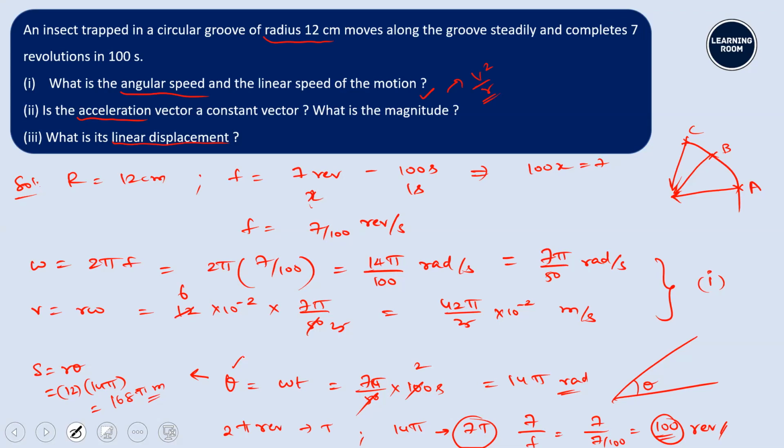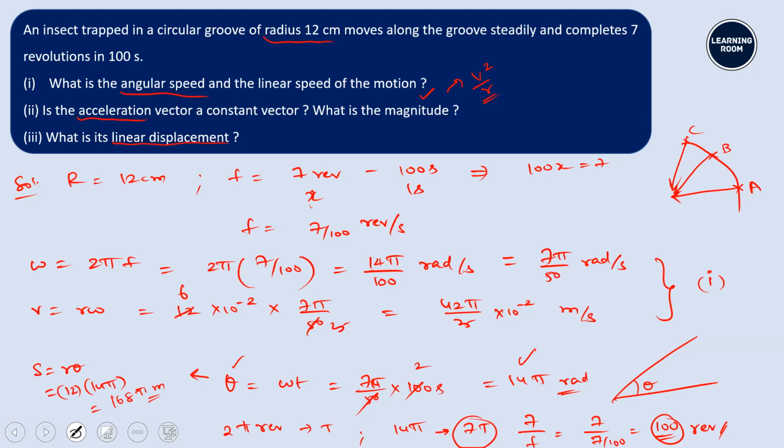Each revolution constitutes 2 pi radians. So after 7 revolutions, the angular displacement will be 7 into 2 pi, which is 14 pi. Mostly these kinds of problems we do in a chapter called rotational mechanics. So I thought they wanted something like that, and I did that. It was my mistake. So linear displacement is 0.